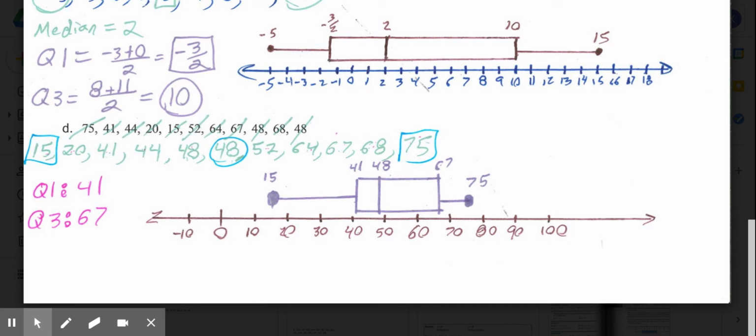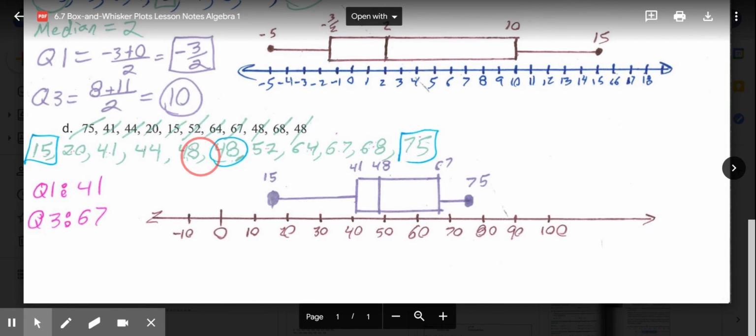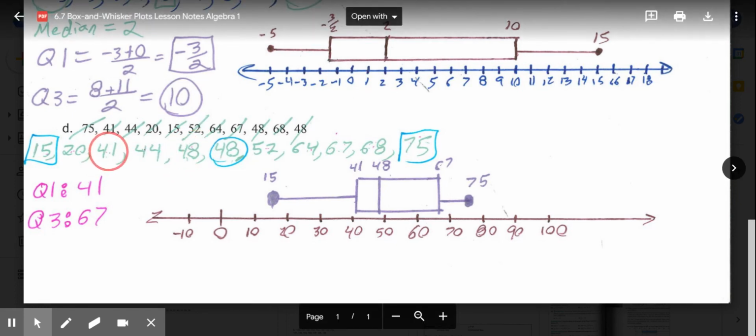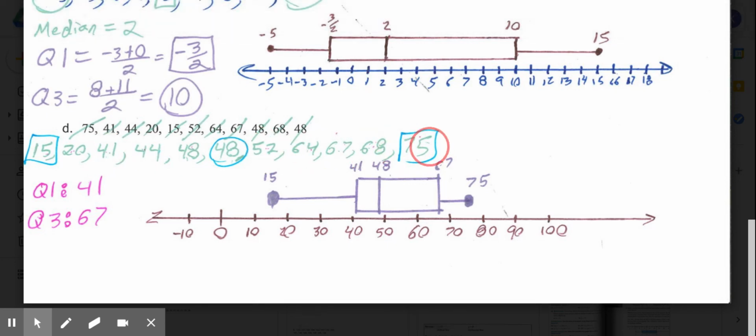Now I need to find the median of my lower half, so 15 to this 48. That would be 41 in the middle of that half. For the upper half, we're looking at 52 to 75. The number in the middle is 67.